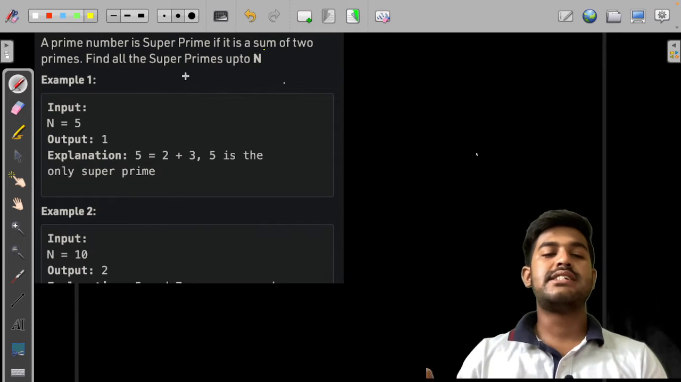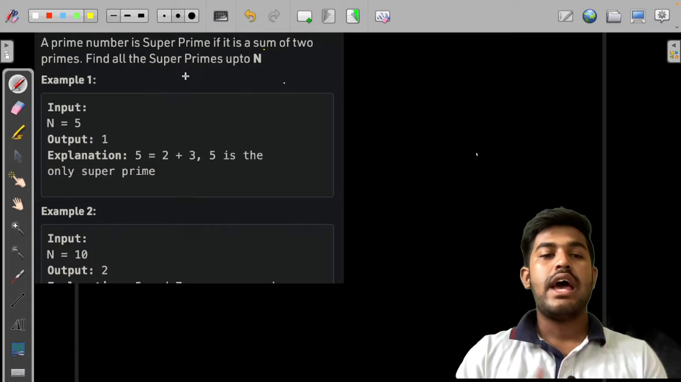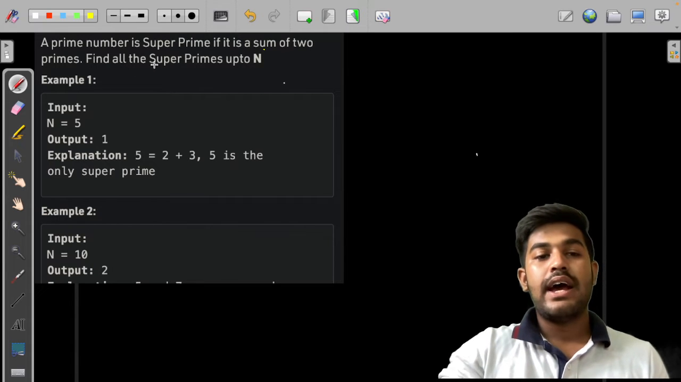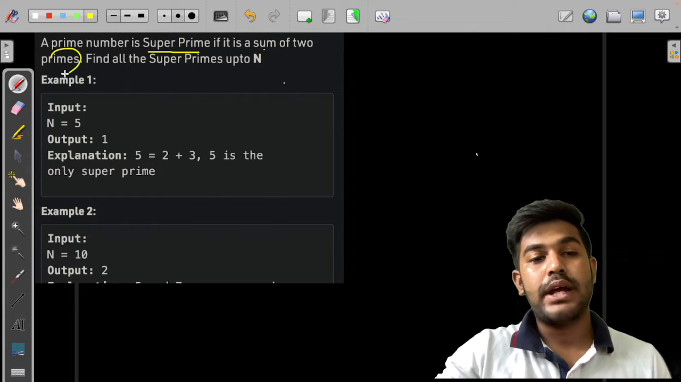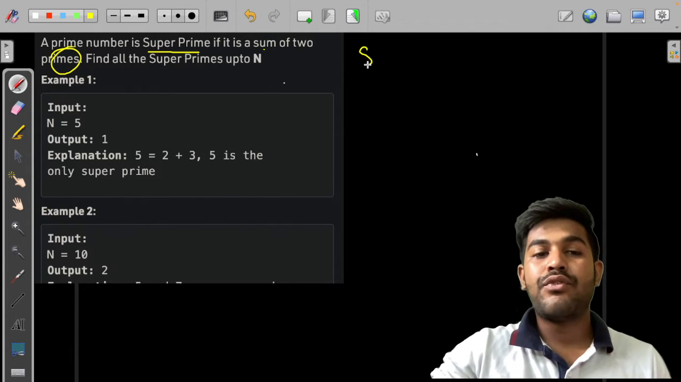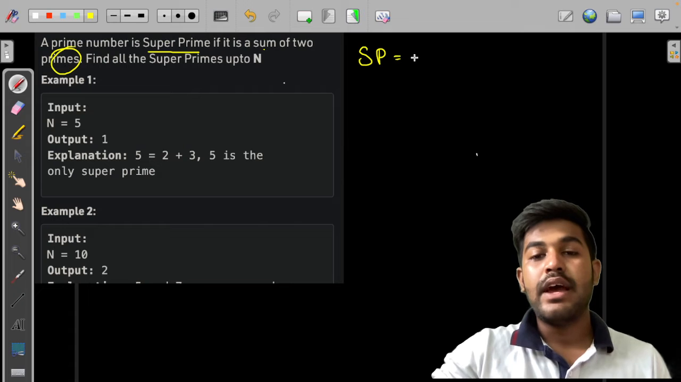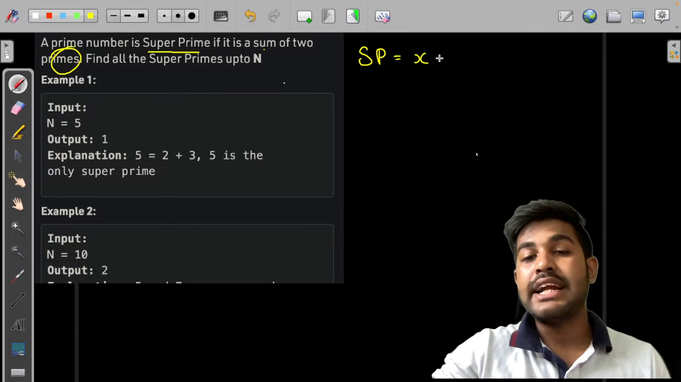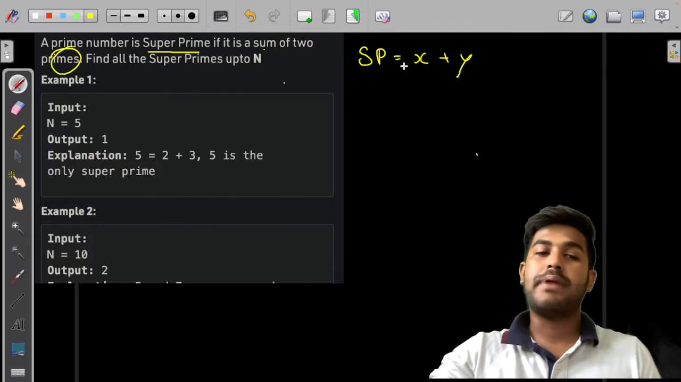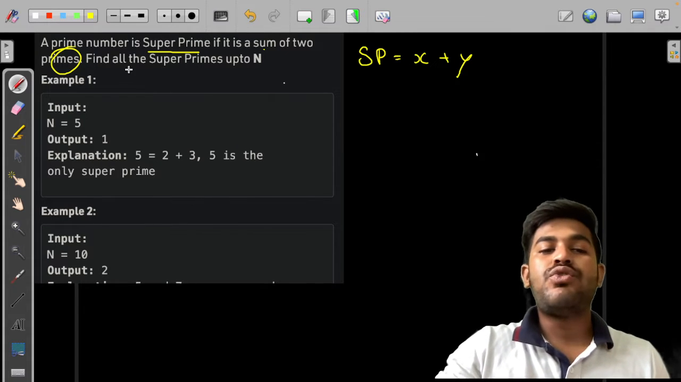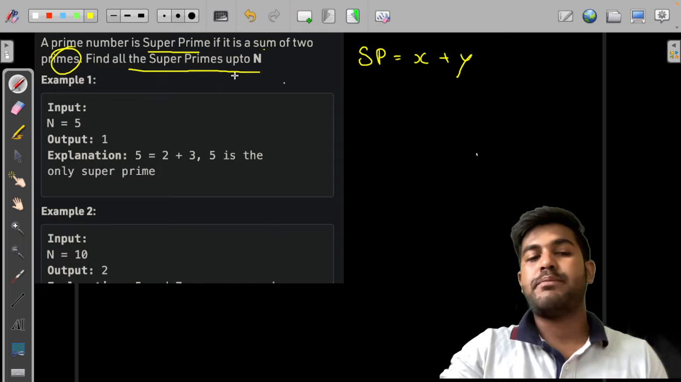Hi, let us discuss the solution of this problem. In this problem, we are told that a prime number is a super prime if it is the sum of two primes. So basically, if we have something known as a super prime, then it would be an addition of x and y, where both x and y would be prime themselves.